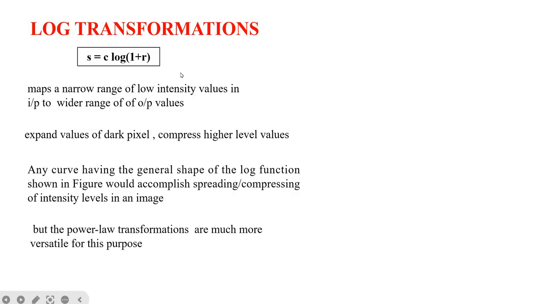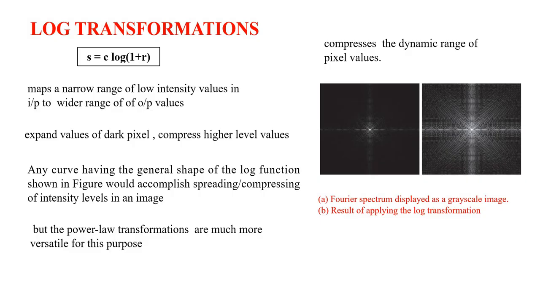And here, whatever we do here is not enough for the process, where the power law transformations are much more versatile for such processes, which we'll see in the next slide. So the important characteristic of the log transformation is that it will compress the dynamic range of the pixel values with large variations. Okay, and here you can see this is the figure where you have a Fourier spectrum displayed in a grayscale image.